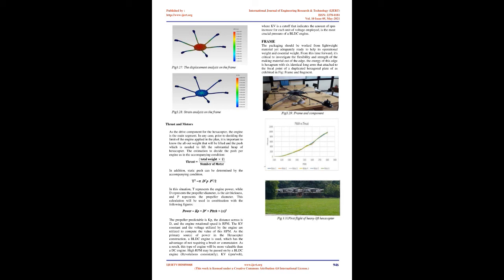Frame. The frame should be built from lightweight material yet strong enough to support its operational weight and essential weight. From this time forward, it's critical to investigate the flexibility and strength of the making material of the frame. The design of this frame is a hexagram with 6 identical long arms that attach to the center of a duplicated hexagonal plate, as exhibited in Fig. Frame and fragment. E, weight of each component of drones.